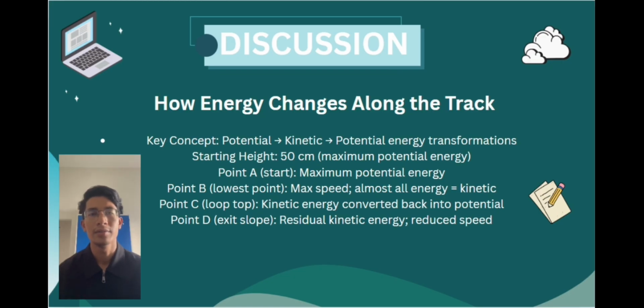For now, we know that the static head is 50 cm, which is the maximum potential energy. At point A, at the start, there is maximum potential energy, and then the roller coaster will speed down to point B at the lowest point. We know that at maximum speed almost all energy is kinetic, and then at point C, at the loop top, kinetic energy is converted back into potential. Then at point D, on its slope, we have residual kinetic energy and reduced speed.